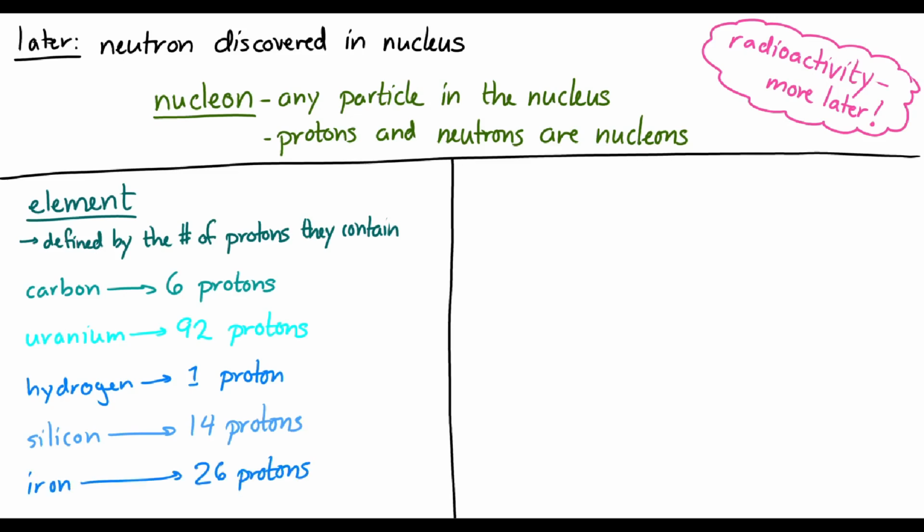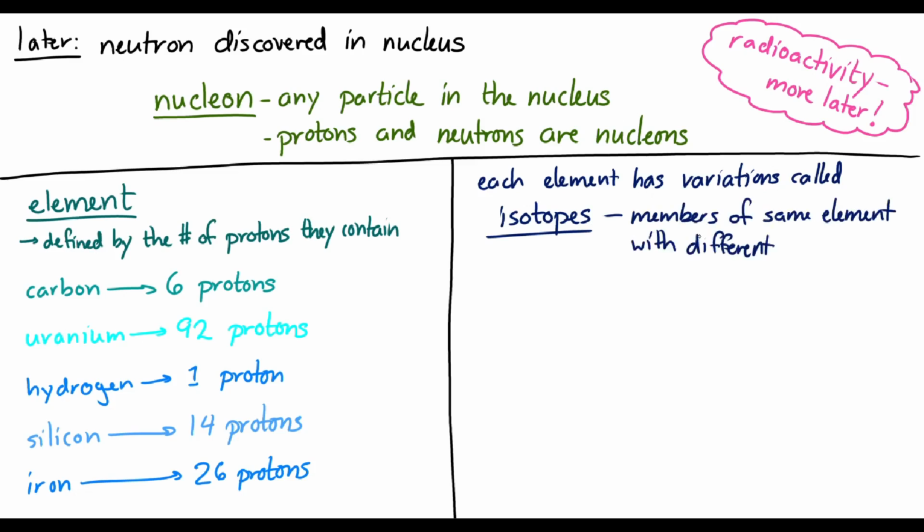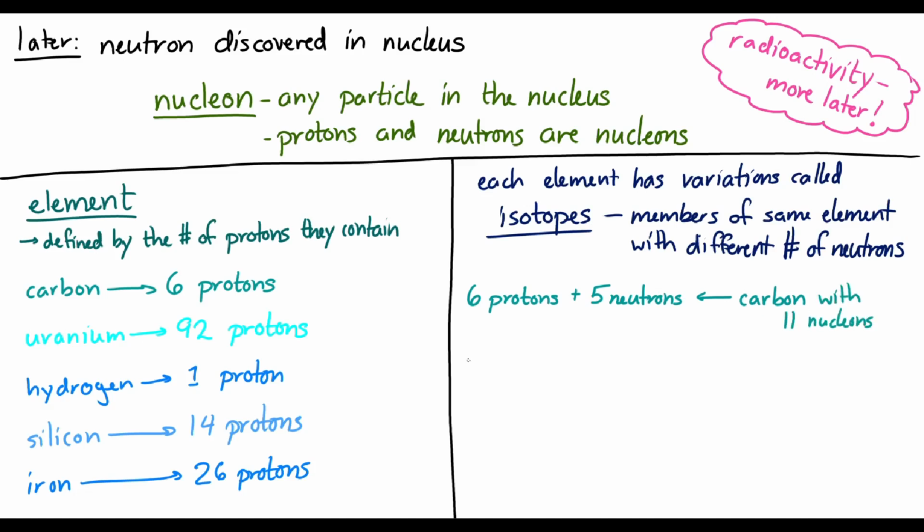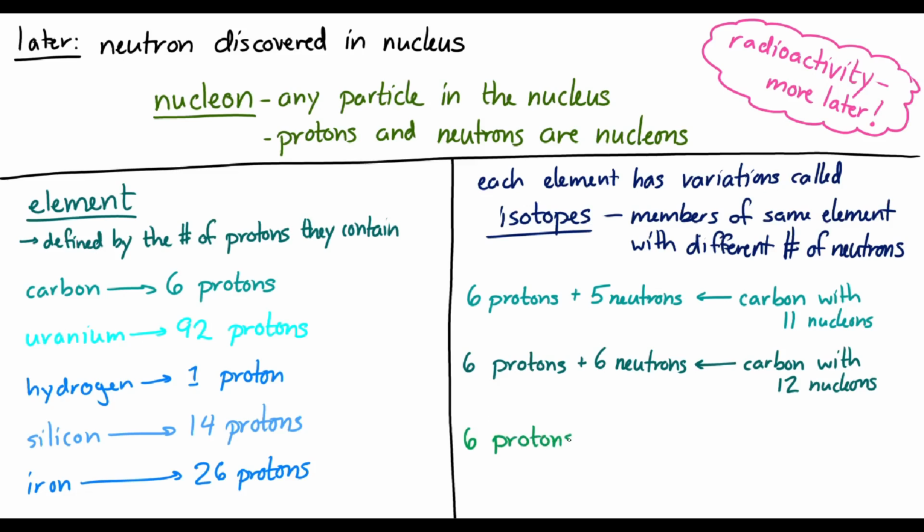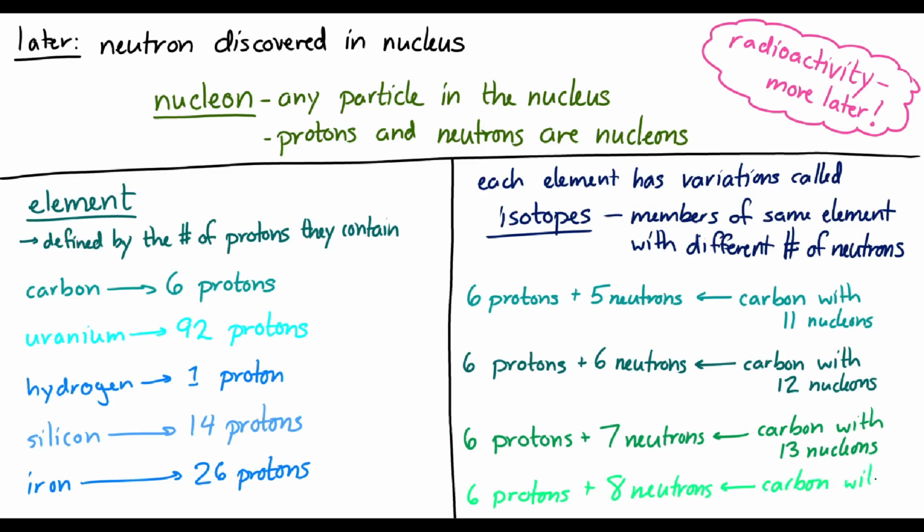But each element has little variations called isotopes. And these isotopes are members of the same element with different numbers of neutrons. So, for example, if you have 6 protons and 5 neutrons, you're carbon, but you have a total of 11 nucleons. If you have 6 protons and 6 neutrons, you're still carbon because you have 6 protons, but you're a slightly different variation on carbon because you now have 12 nucleons. If you have 6 protons and 7 neutrons, you're still carbon, but you have 13 nucleons, and you have 6 protons and 8 neutrons. You have carbon, but it's 14 nucleons.